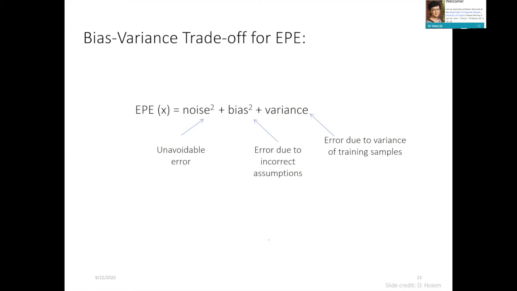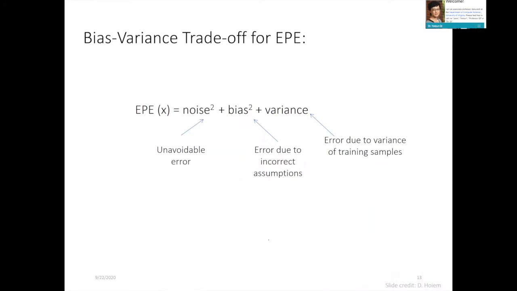The first thing is this base error, or unavoidable irreducible error. The second term is called a Bayes term, and the third is called a variance term. So that just gives you a rough decomposition. The Bayes term is error due to incorrect assumption, and variance is error due to variance of the training samples. Okay, still too dry.